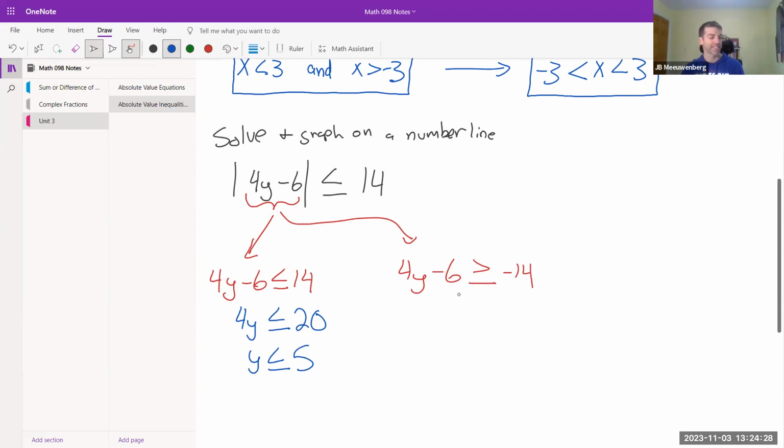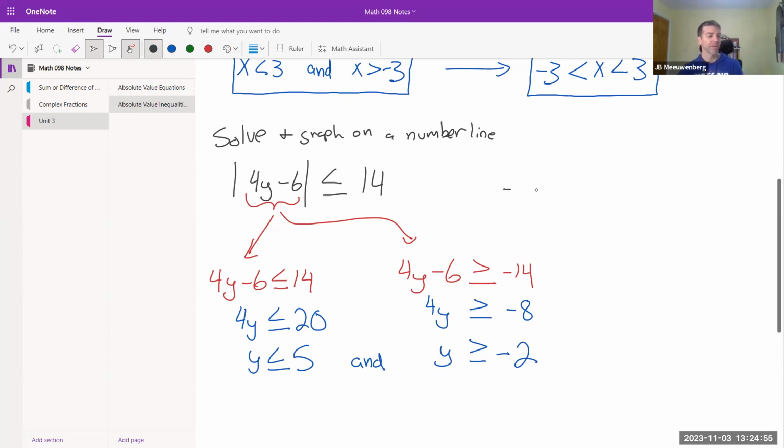Over here, if we add 6 to both sides, we get 4y is greater than or equal to negative 8. And dividing by 4 gives us y is greater than or equal to negative 2. So what word do we put in between these two things? That's right. And y has to be less than or equal to 5, and y has to be greater than or equal to negative 2.